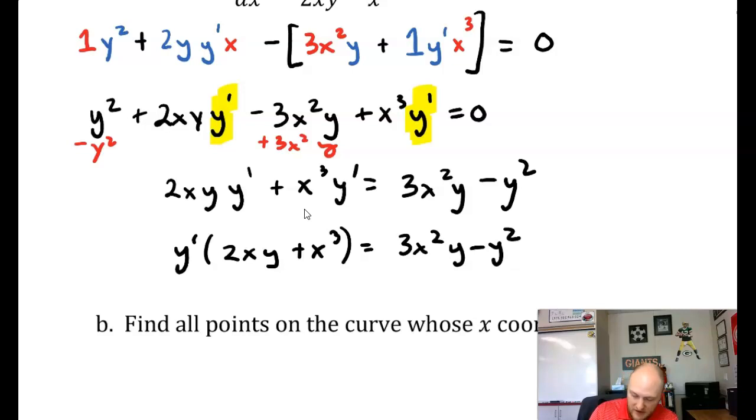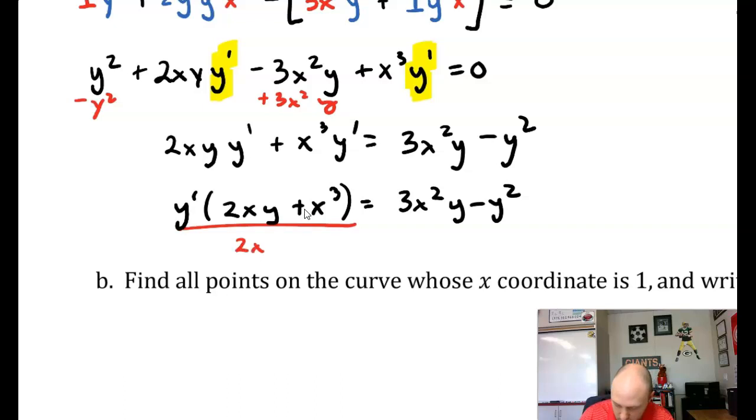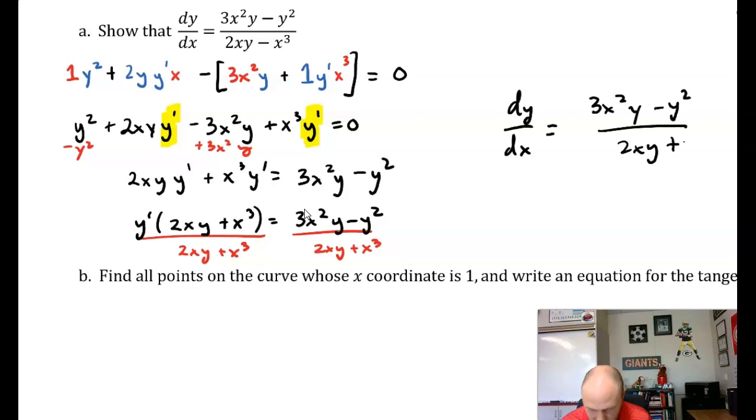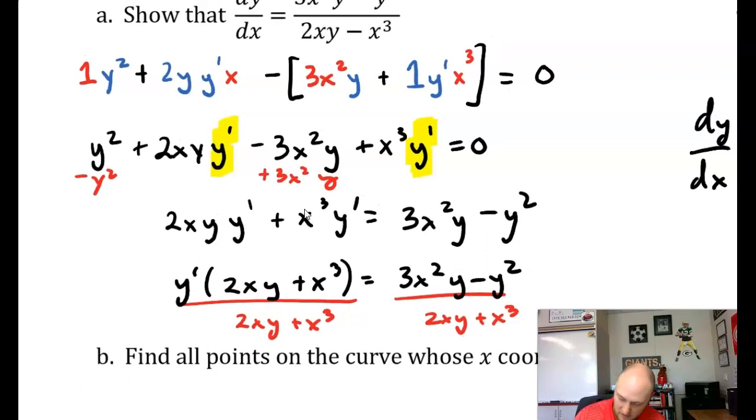And I'm going to divide. So now I'll divide down here by this term, 2xy plus x cubed. And if everything goes well, dy dx is equal to 3x squared y minus y squared over 2xy plus, minus x cubed. Did I not distribute? Man, I fell for it.